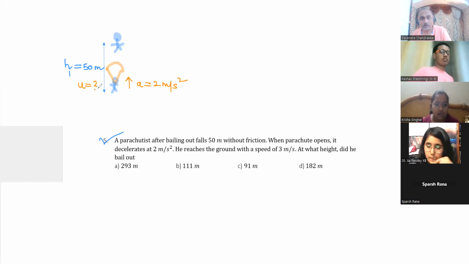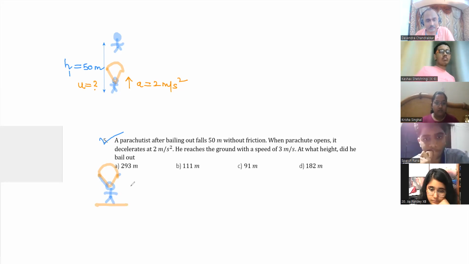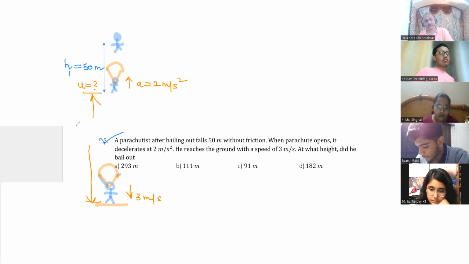Right. Now, he reaches the ground with a speed of 3 meters per second. Now he has fallen on the ground, and the speed with which he has fallen is 3 meters per second. Right. So at this instant, his speed is 3 meters per second. At what height did he bail out? So we don't know this distance, h2. And once we are able to get this h2, definitely we will be able to find the answer to our question. Yes or no, all of you?